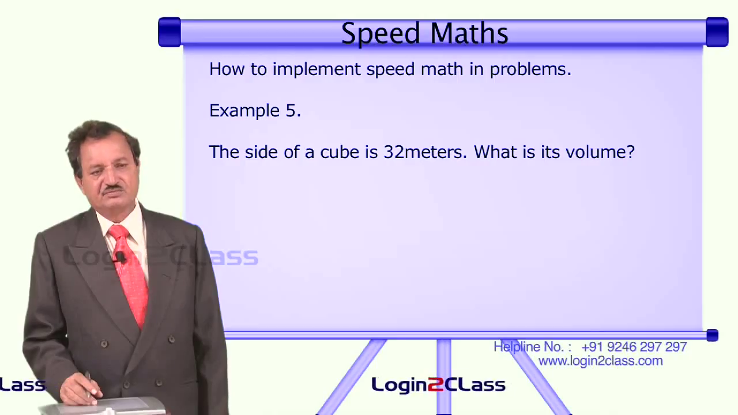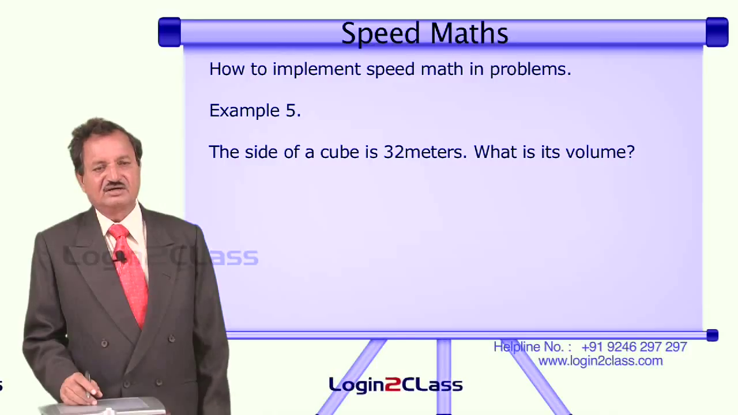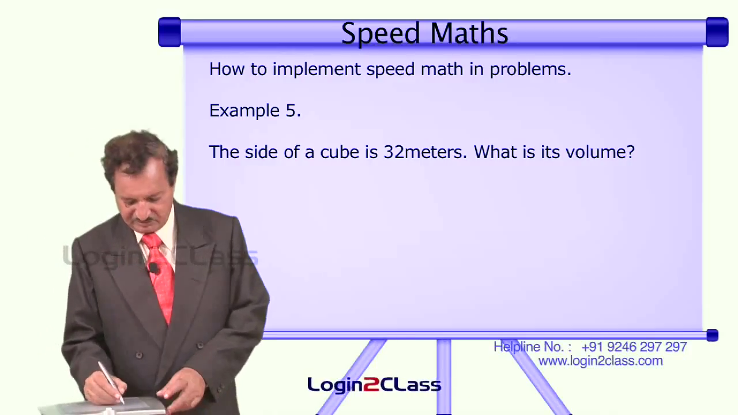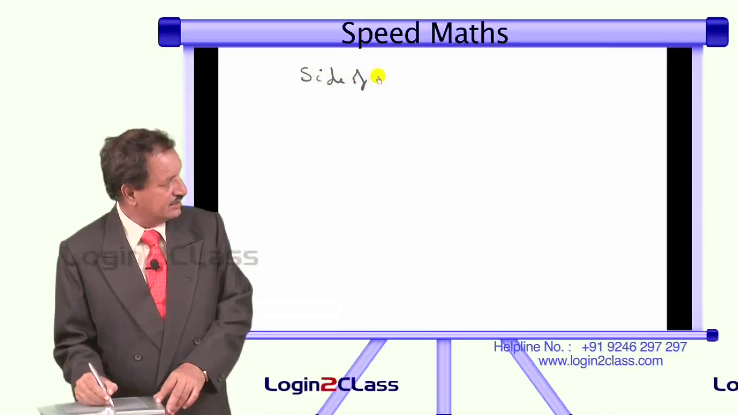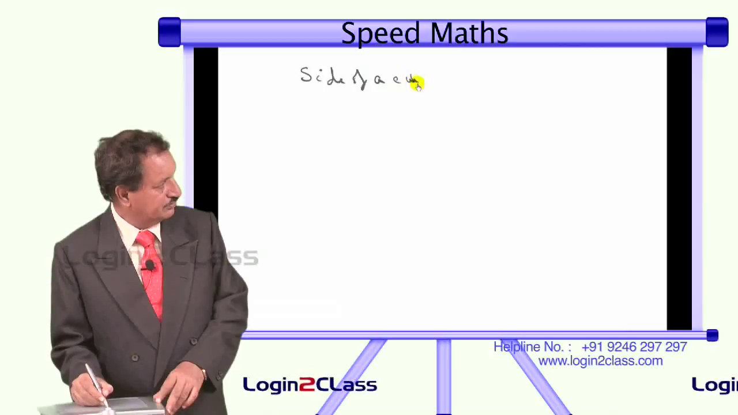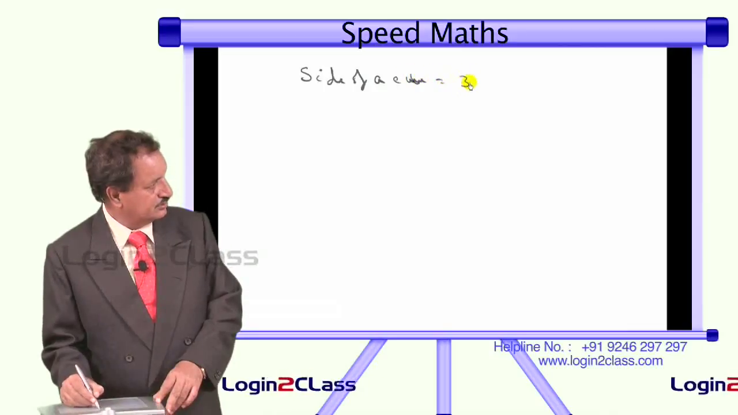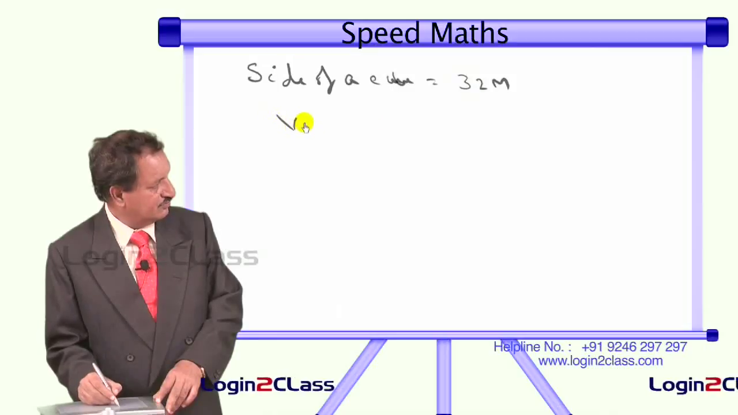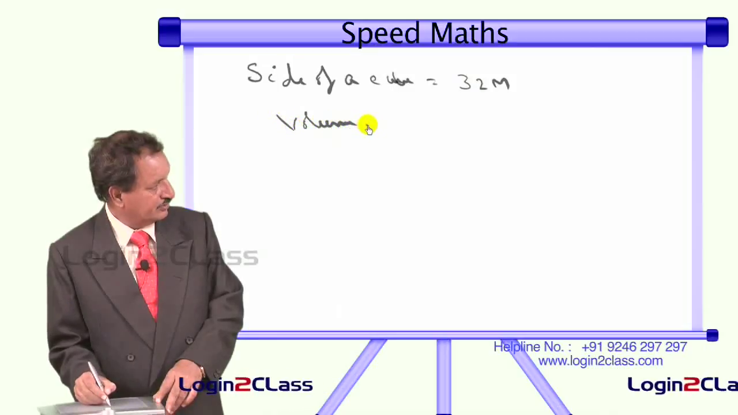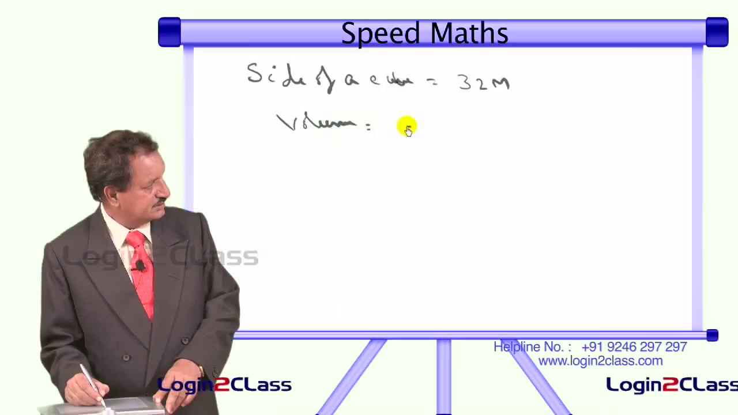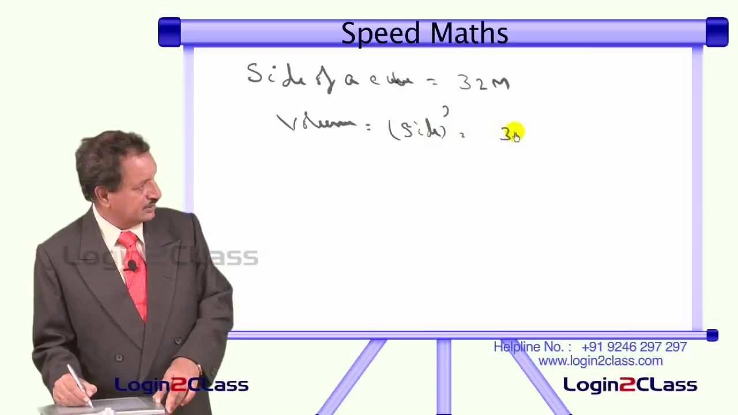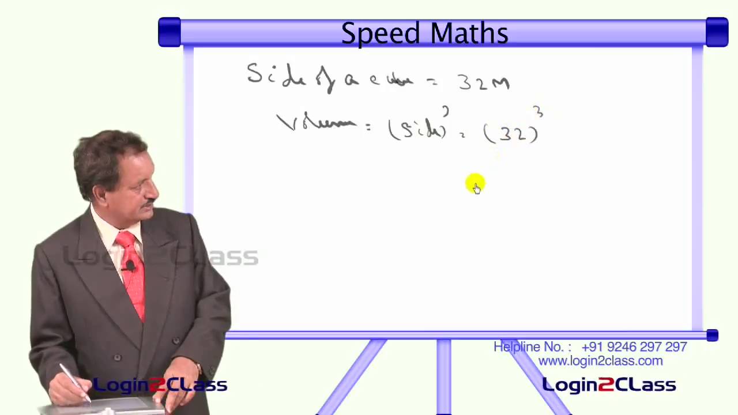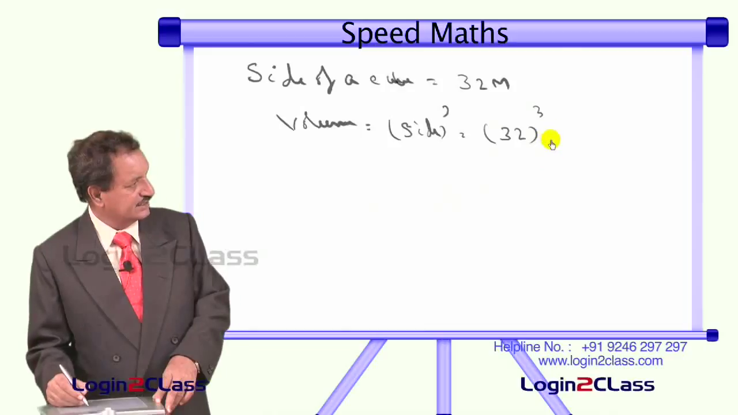The side of a cube is 32 meters. What is its volume? So here, side of a cube is equal to 32 meters. So to find its volume, the formula is side cube. Side cube is its volume. Here 32 cube. So as I told you, we can directly write the answer like this.